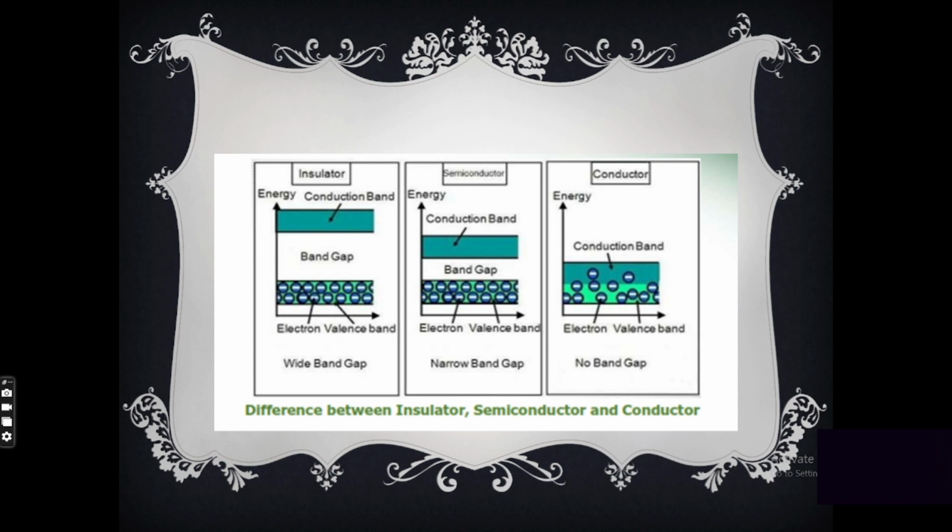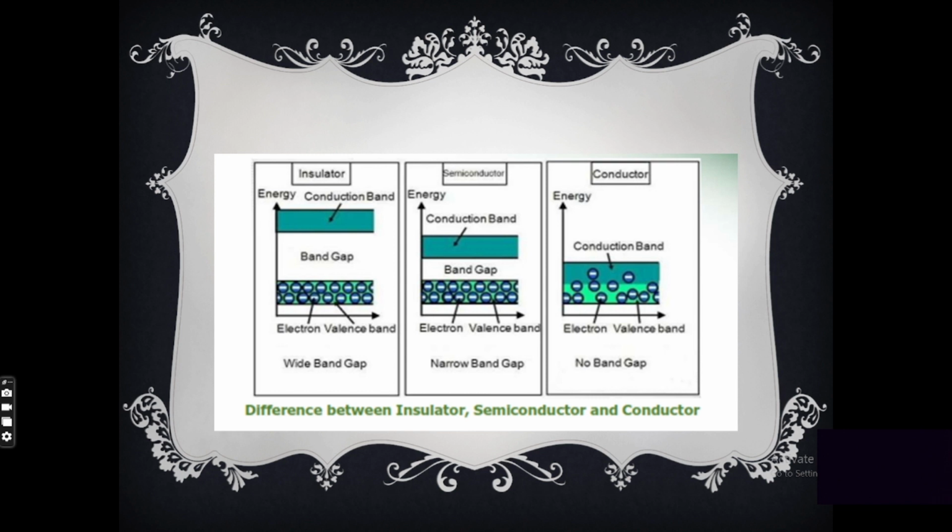And if you see the band gap for the insulators, it is very large. Band gap is nothing but the energy gap between the conduction band and the valence band. So electrons require more energy, or we can say they cannot escape from the valence band to the conduction band because the band gap level is more. So that's why it is called an insulator.